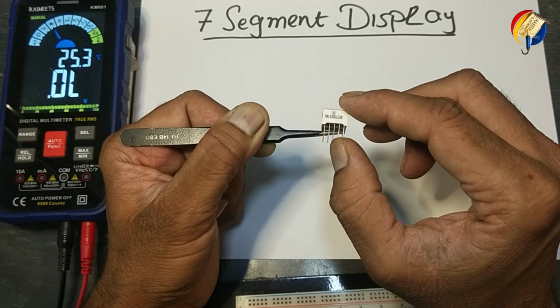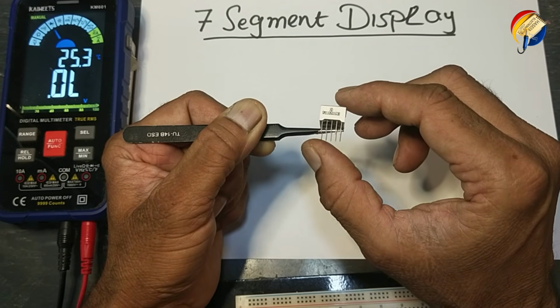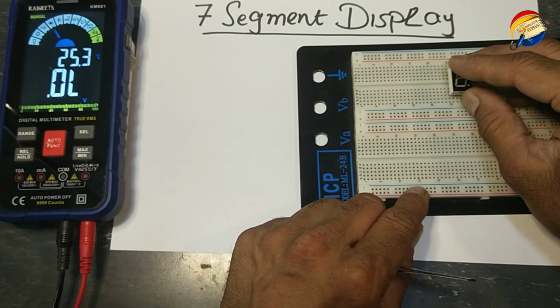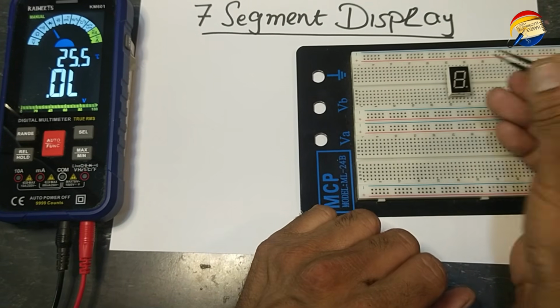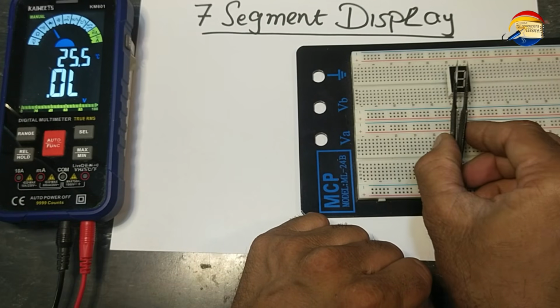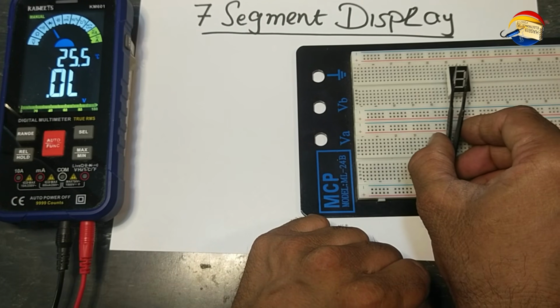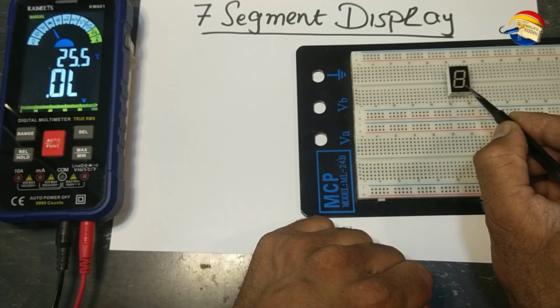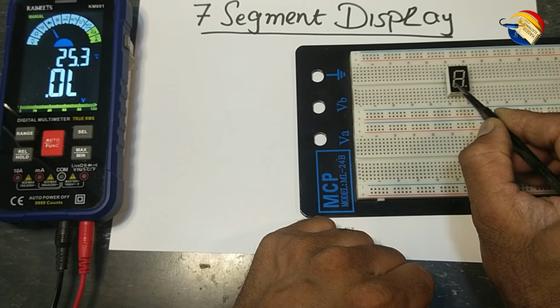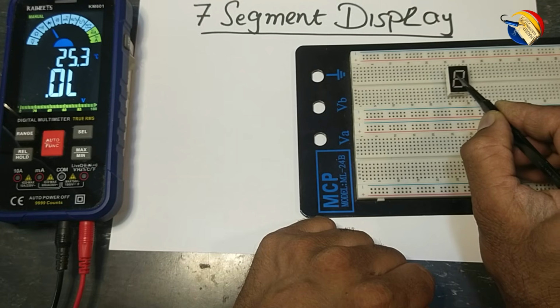5 pins in one side, 5 pins in other side. If you see from the top side, its display is slightly italic, twisted in a right angle. Here is decimal point. 1, 2, 3, 4, 5, 6, 7.